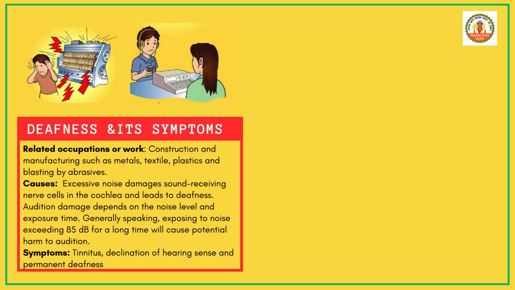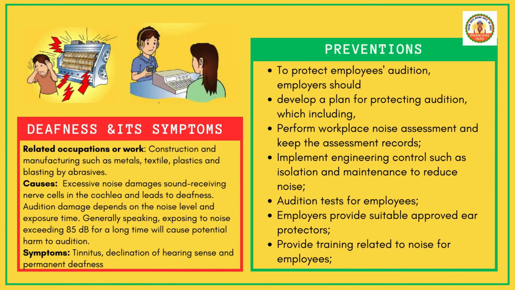Deafness and its symptoms. Related occupations or work: construction and manufacturing such as metals, textile, plastics and blasting by abrasives. Causes: excessive noise damages sound receiving nerve cells in the cochlea and leads to deafness. Audition damage depends on the noise level and exposure time. Generally speaking, exposure to noise exceeding 85 decibels for a long time will cause potential harm to audition. Symptoms: tinnitus, declining hearing and permanent deafness.